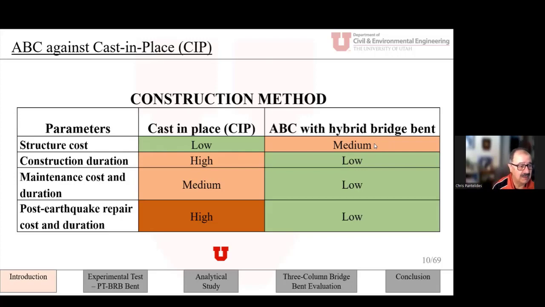The duration for cast-in-place is high, whereas the ABC is low. Maintenance cost and duration is going to be medium for the cast-in-place, but low for the hybrid. And especially the post-earthquake repair cost and duration will be high for the cast-in-place and low for the ABC.